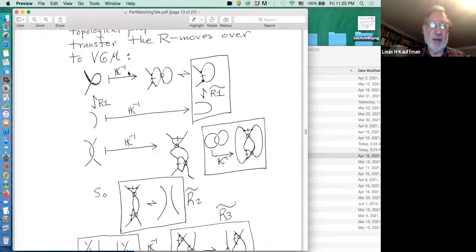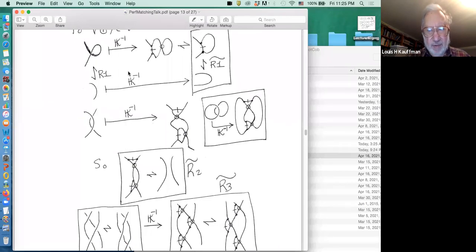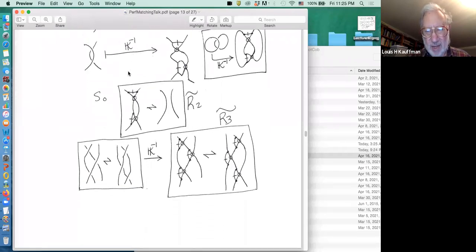And then you can look at the Randomizer moves, of course. That's the next part of this project. You say, all right, I have a Randomizer move in knot theory. What does it correspond to over in graph theory? And you just go ahead and do the job. If you had a little crossing there, it gets mapped to a perfect matching edge and a vertex. And so you get a Randomizer 2 move that looks like this. You don't need to see the detail. Or a Randomizer 3 move that looks like this.